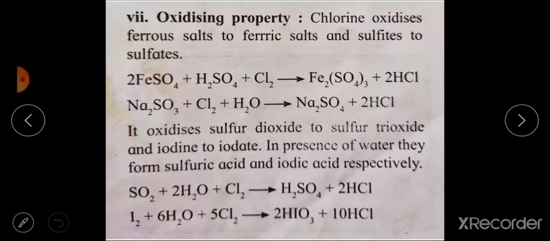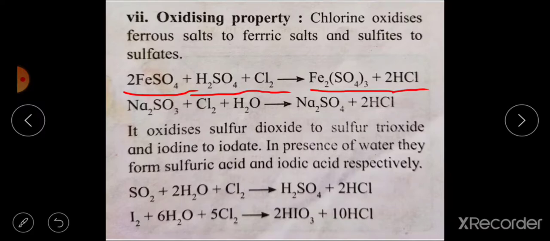Then the next reaction is the oxidizing properties of chlorine. Chlorine oxidizes ferrous salts to ferric salts and sulfides to sulfates. Here the reaction is given twice: 2FeSO4, ferrous sulfate, plus H2SO4 plus Cl2 produces ferric sulfate, Fe2(SO4)3, plus 2HCl.